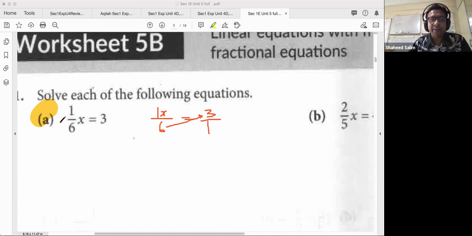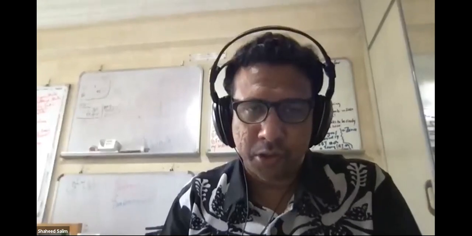Slower method is like this. Times 6 over 1. Then if you times 6 on the left side because you want to get rid of the 1 over 6, you must also times 6 on the right side. So it also becomes 18. Can see? Okay. Just hold on. Let me clear the page.